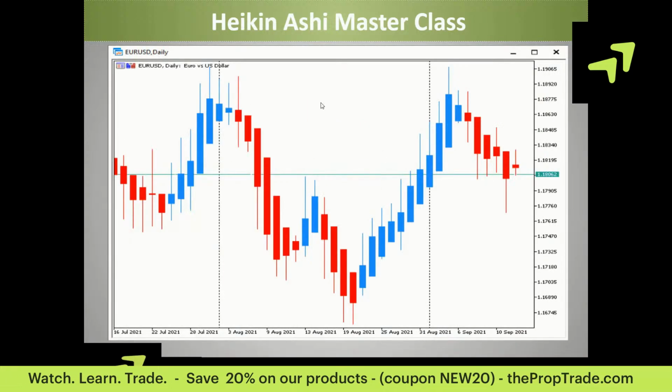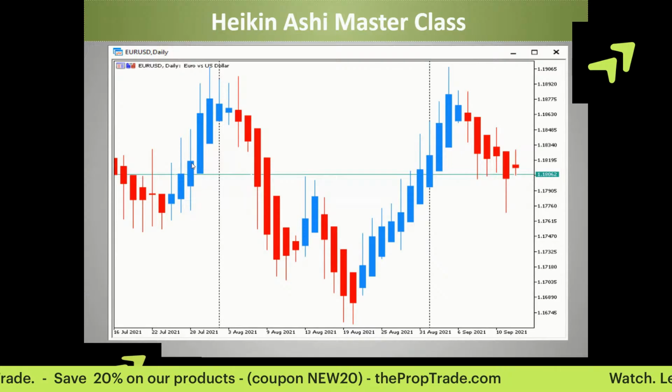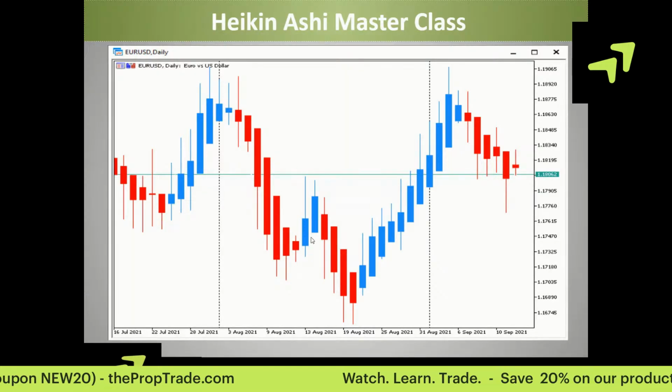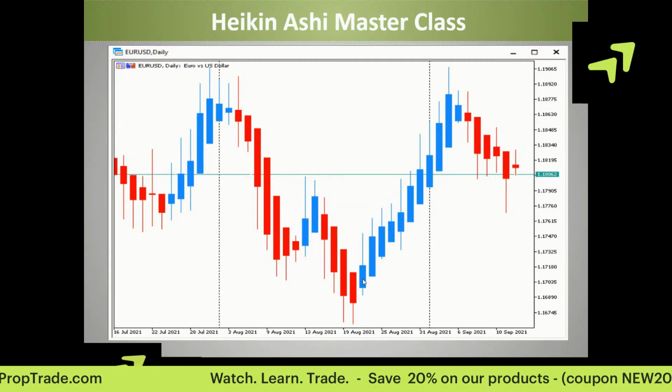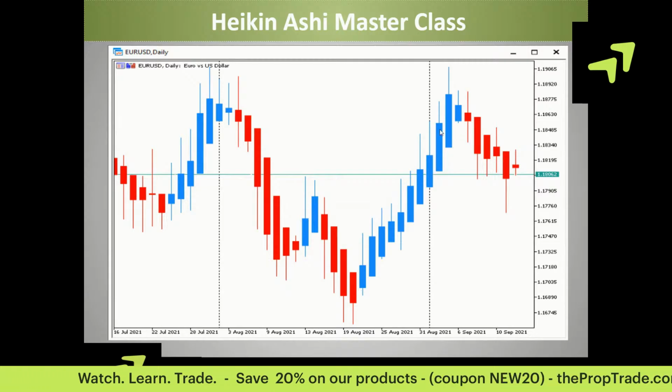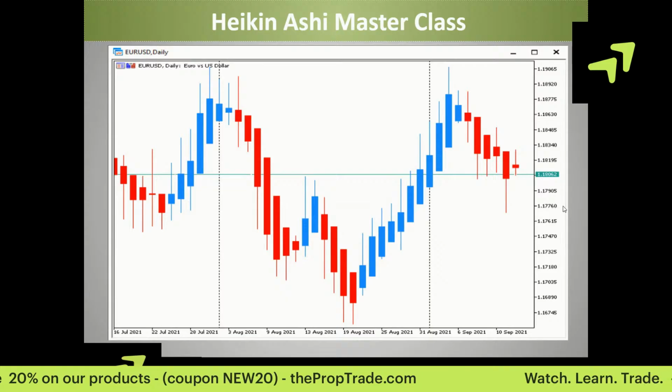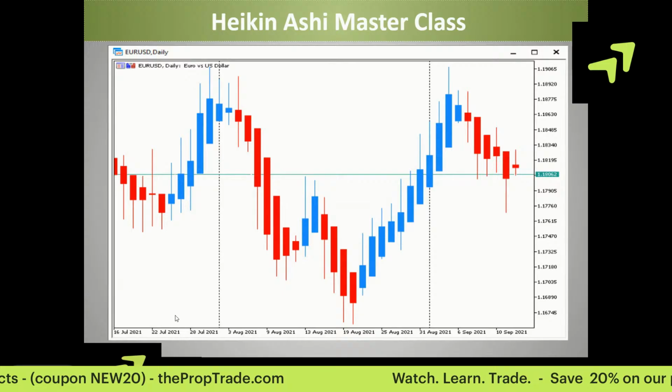And here we are, same thing. This is the dollar on the daily time frame again. So strong uptrend, strong downtrend, retrace, strong downtrend, very, very strong uptrend here. This is August 2021. But it's all about the interpretation of the market.